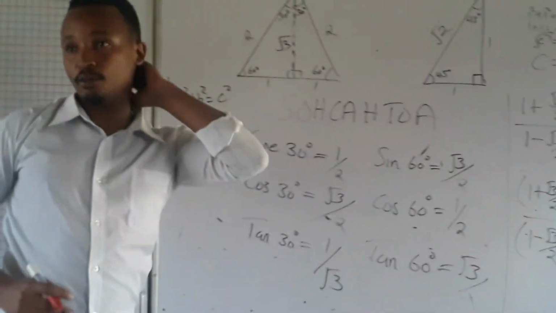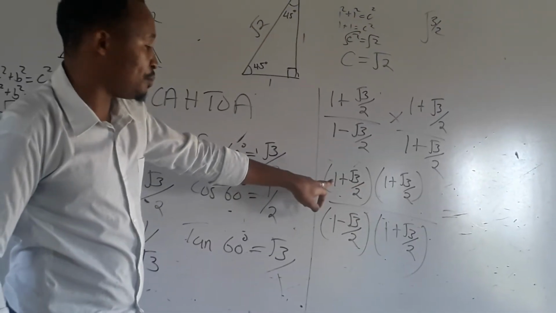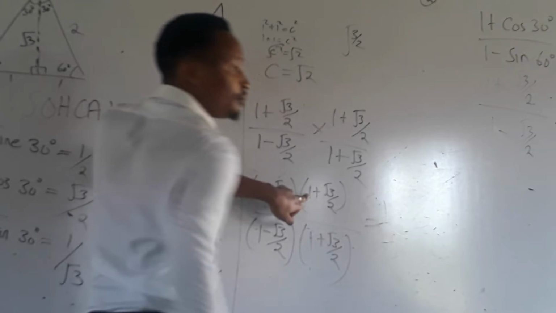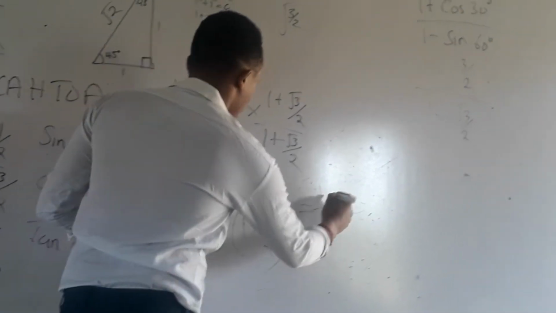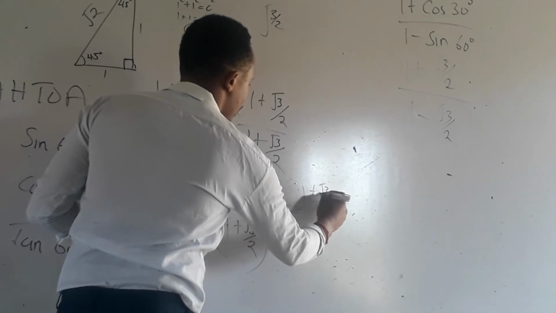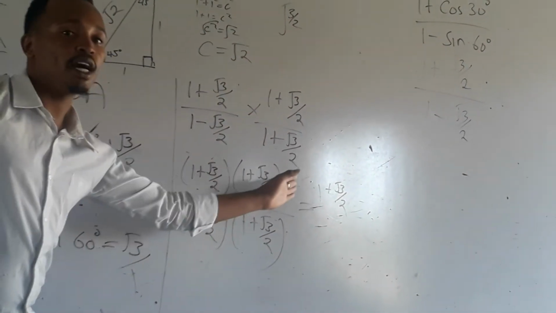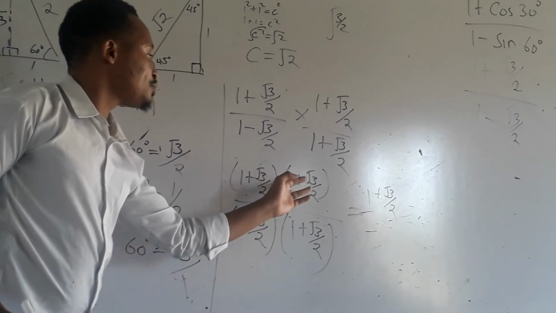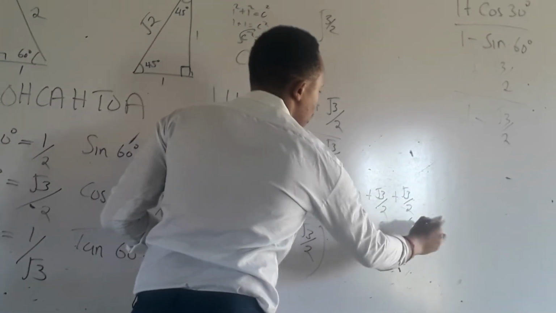Now these are something else that people get confused about. So when you're multiplying this, you can multiply 1 times 1, which is 1. Then 1 times root 3 over 2, so plus root 3 over 2. Then we are done with this first one. Coming to the second, root 3 over 2 times 1 is going to be what? So plus root 3 over 2.